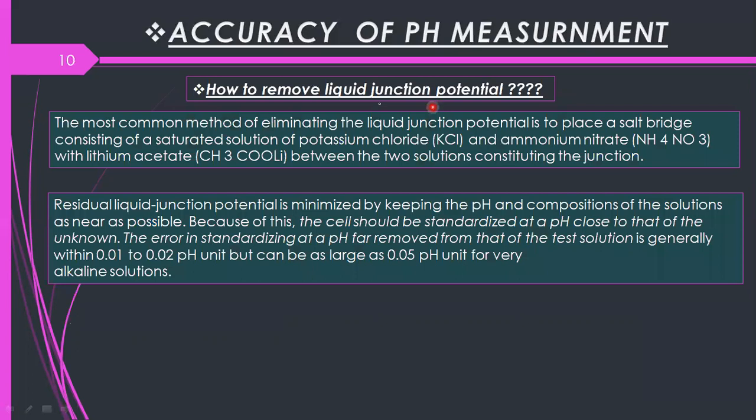How to remove liquid junction potential? There are basically two methods. The first is to put a salt bridge consisting of a saturated solution of potassium chloride and ammonium nitrate with lithium acetate between the two solutions constituting the junction. So it will minimize the liquid junction potential by maintaining the ionic transfer process.